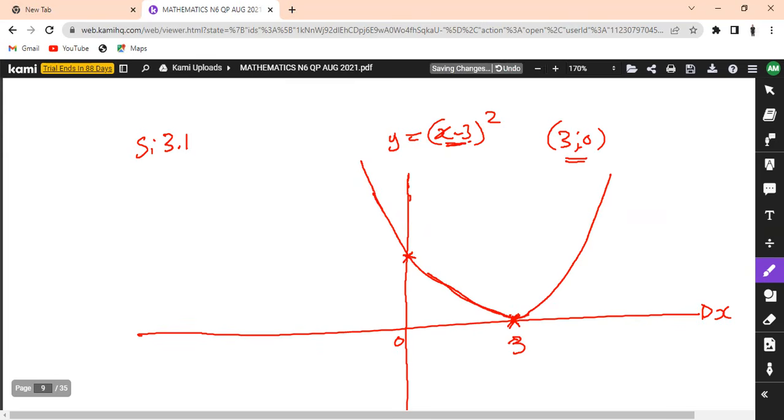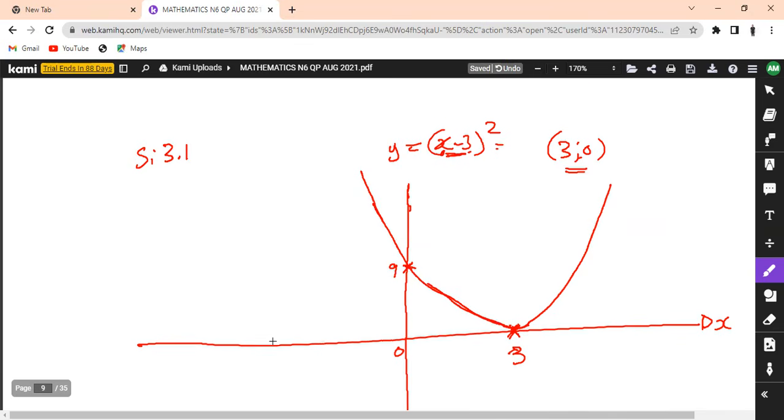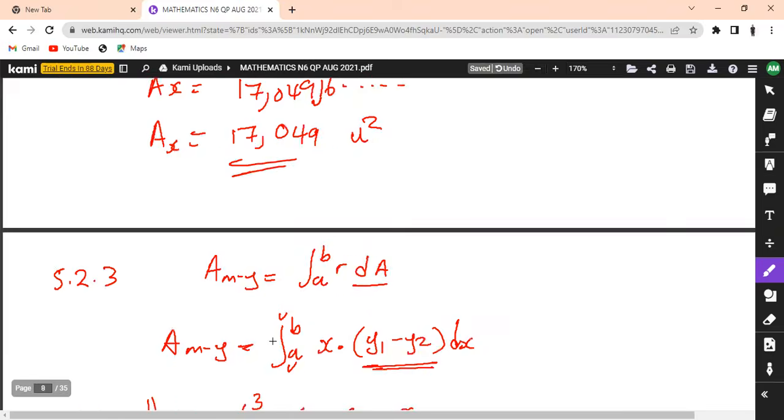So we have got that when x is equal to 0, that is the y-intercept, so it's 0 minus 3 squared, which will give you a 9. So this will be at 9 here. But we are asked to draw the line of y is equal to 4 here. This is the line that we need.